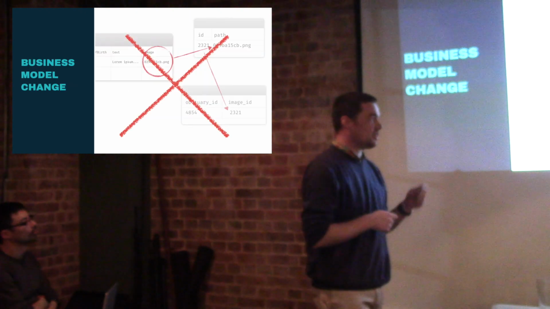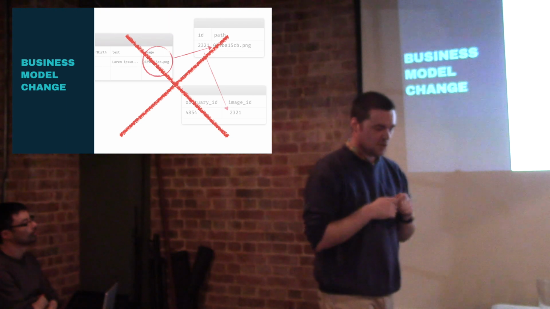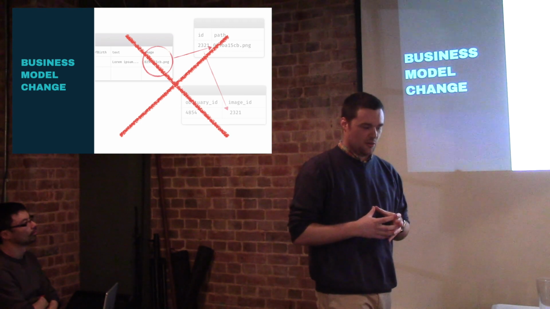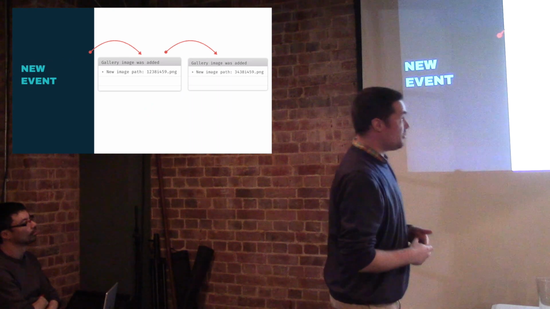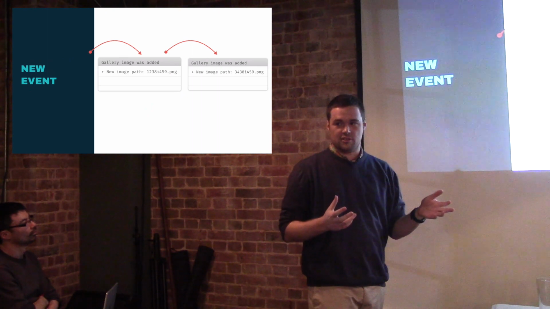You don't have to do all of these messy migrations anymore because if a change is made to the business model, instead of saying we're going to change the database structure, all we have to do is just add a new event. So now the gallery we just added is a new event in our system.